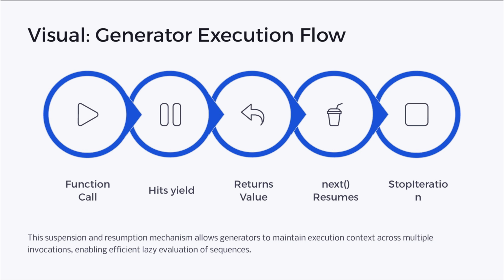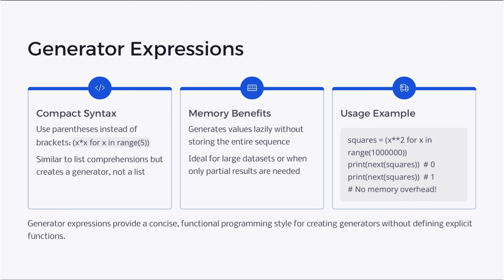Generators use a suspension and resumption mechanism, maintaining execution context across calls. When next is invoked, execution resumes until a yield statement is hit, returning a value. This process continues until StopIteration is raised, allowing for efficient lazy evaluation of sequences without storing the entire dataset in memory. Generator expressions offer a compact syntax using parentheses, like (x * x for x in range(5)), similar to list comprehensions but creating a generator.